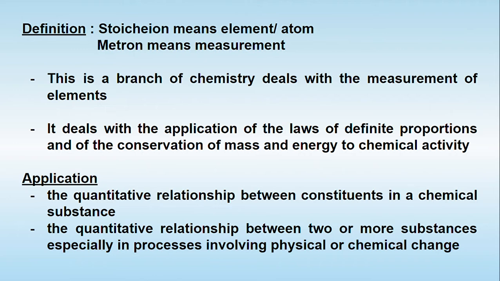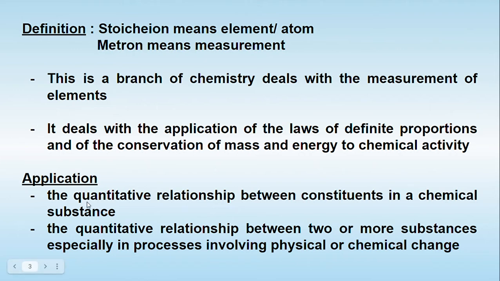Now how does it work? It basically deals with the applications of the law of definite proportions. If any chemical reaction is going on in which, let's say, A and B react to give the products C plus D, and you want to find out the amount of A and B reacted and the amount of C and D produced at a particular time, then we use stoichiometry.